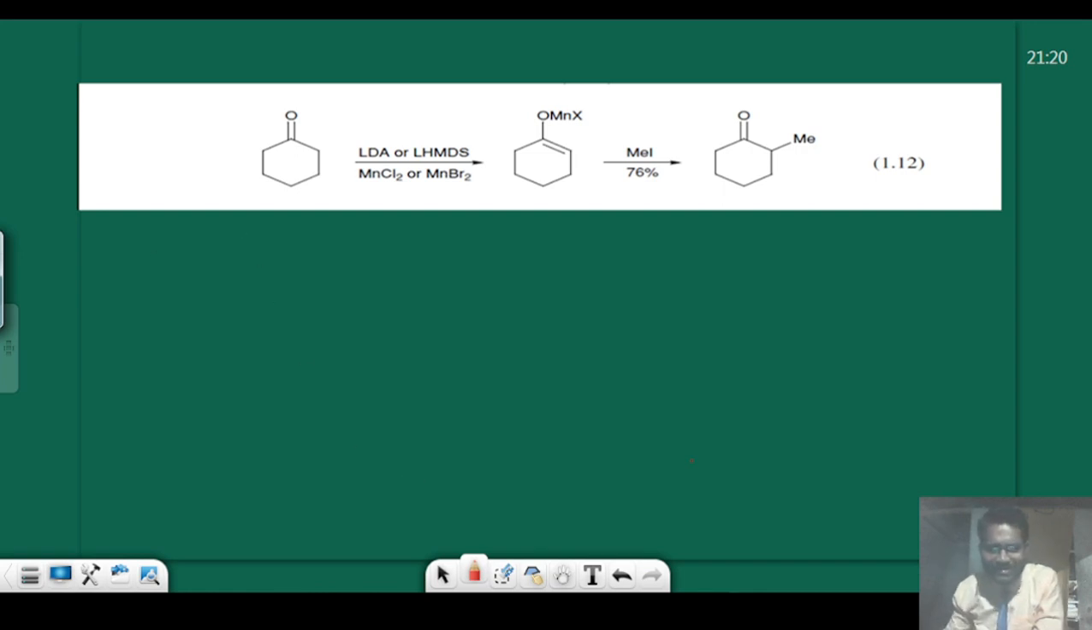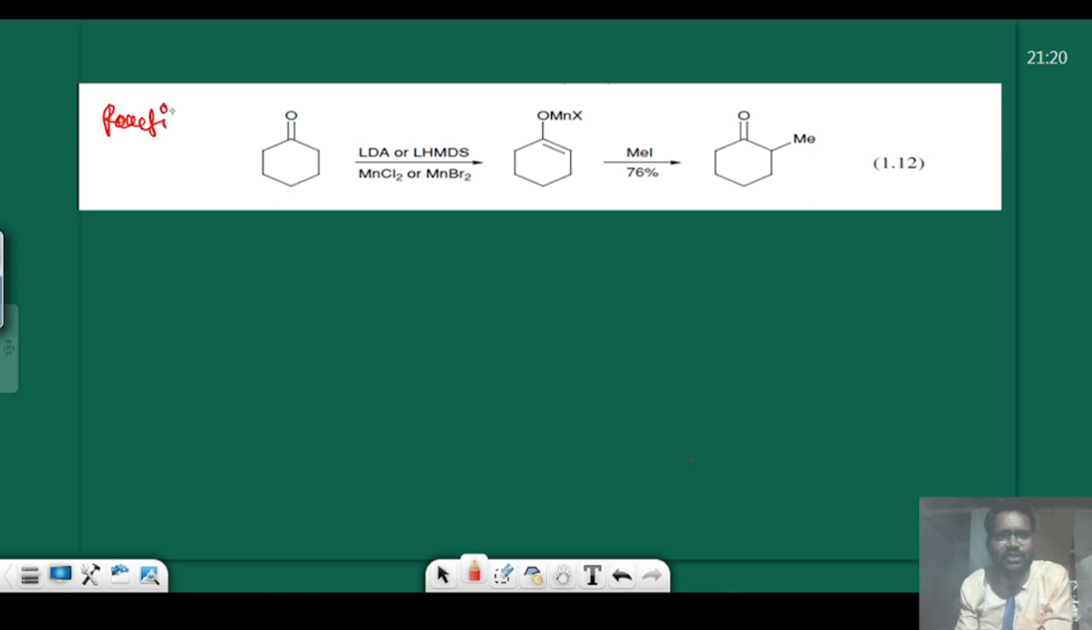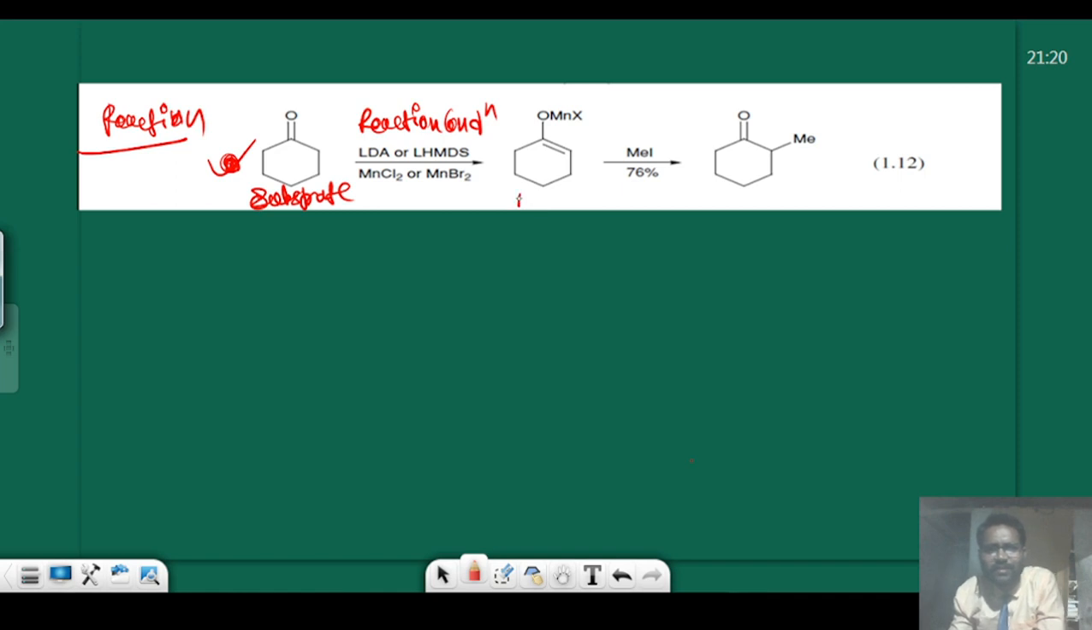Okay, so let us discuss the new example of this particular Carruthers reference. This is the new reaction. This is our substrate, cyclohexanone. This is our reaction condition. This is our intermediate, and this is our electrophilic substrate. This is our second reaction condition. And this is our substituted cyclohexanone, that is 2-methyl cyclohexanone. This is our final product.